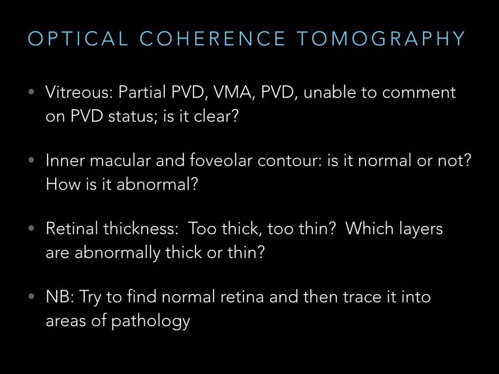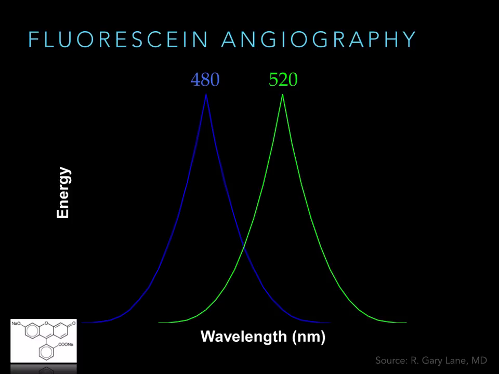And then NB, or nota bene, or something like that in Latin. All the Harvard professors like to put NB in there because it gets some Latin. Latin means you're learning something good. Try to find a normal part of the retina and then trace over to the abnormal part. Okay, that'll help you find your normal anatomic boundaries and markers.